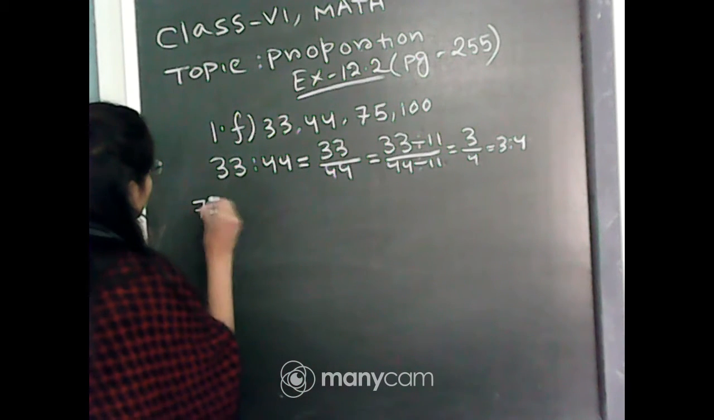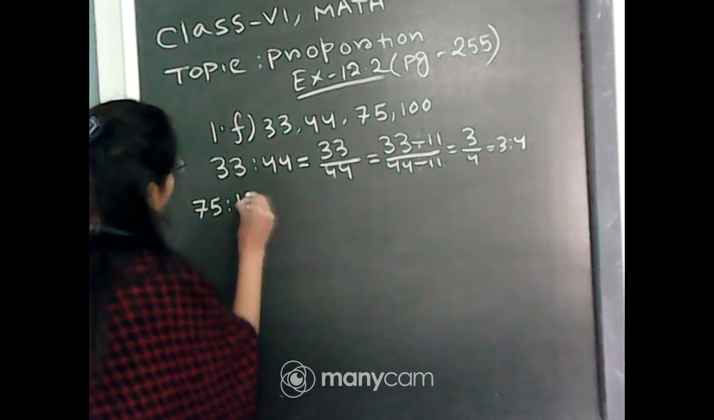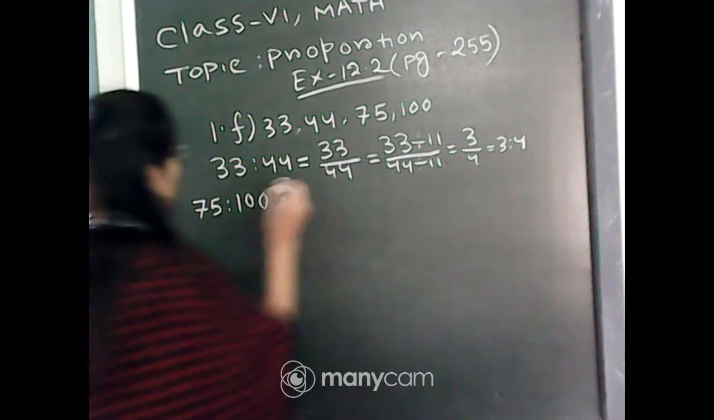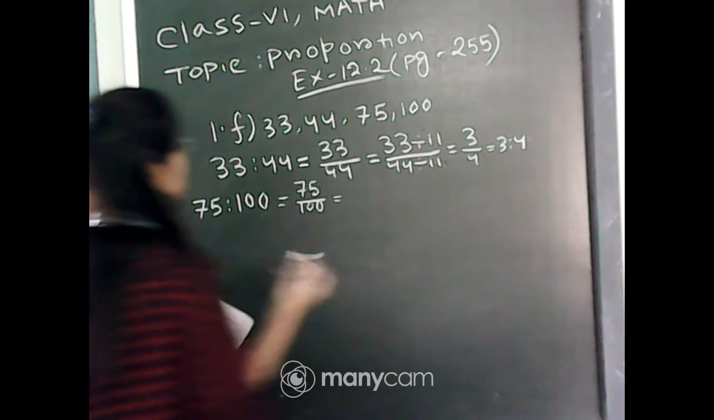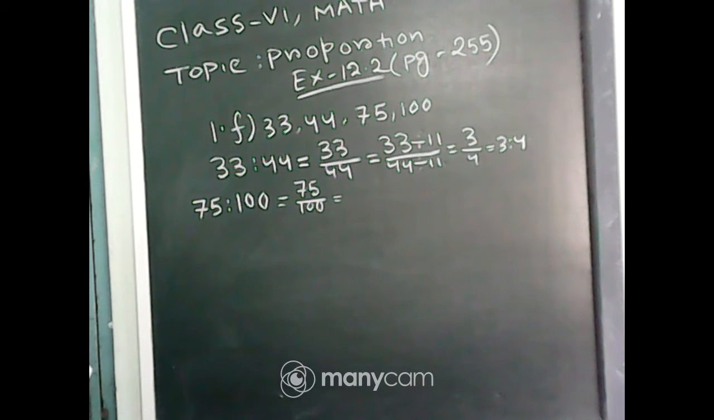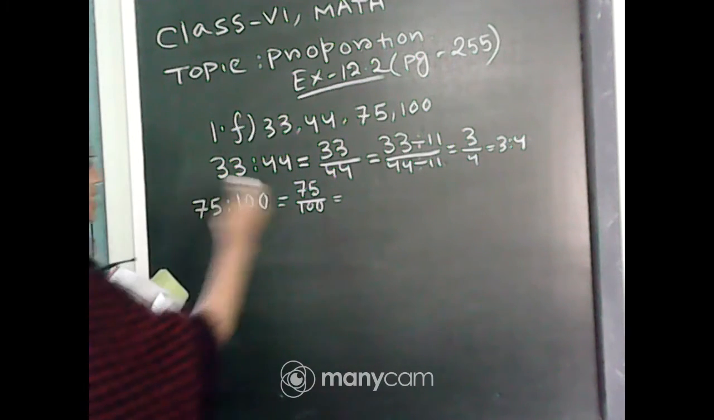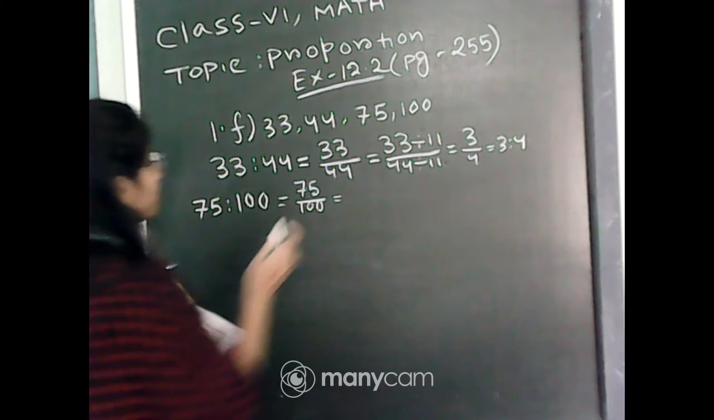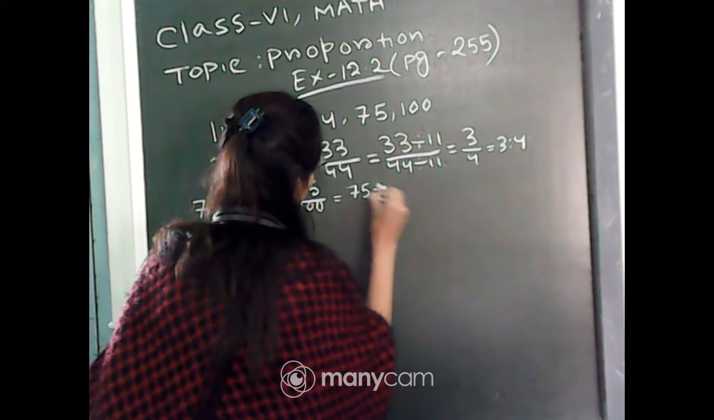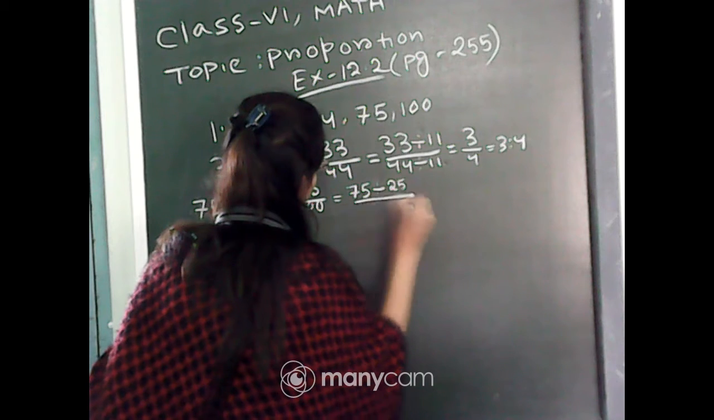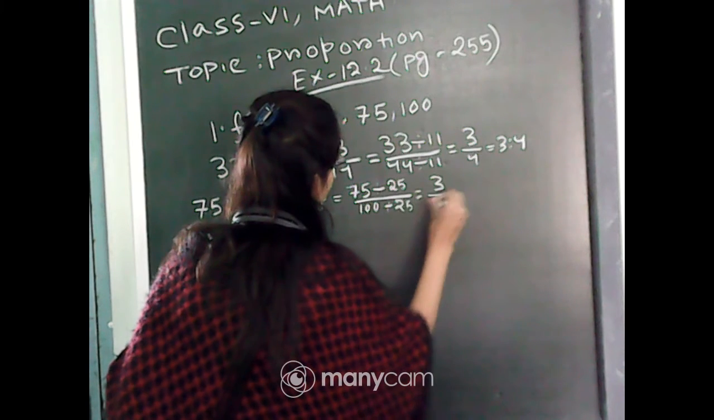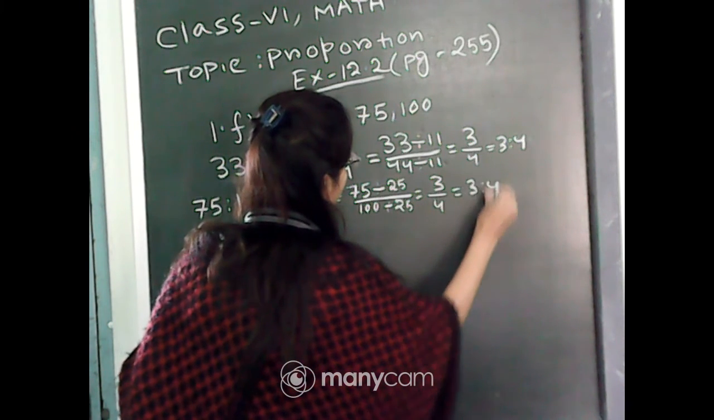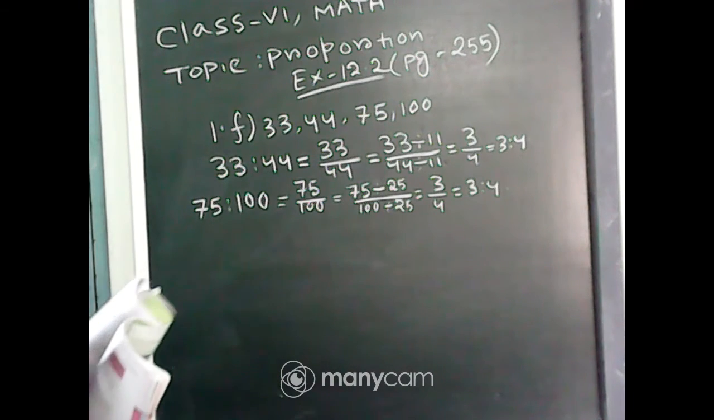Again, we find the ratio of 75 and 100, and we can write this as 75 divided by 100. Now, the HCF of 75 and 100 is 25. Therefore, to get the simplest form, we divide both the numerator and the denominator by 25 and we get the ratio 3 is to 4.